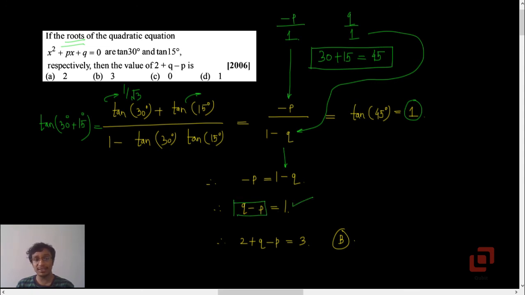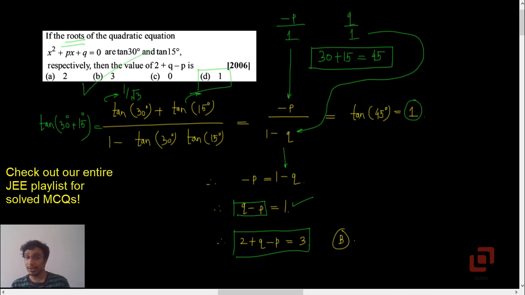Again, we are not interested in the value of q minus p, although that option is also there, but we are interested in 2 plus q minus p. So add 2 to both the sides, we will get the value as 3, that is option B. So again, another question based on the fact that roots were tan of those two angles whose sum was equal to 45 degrees.